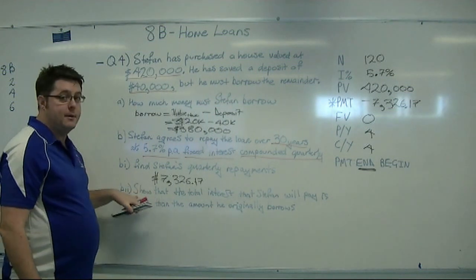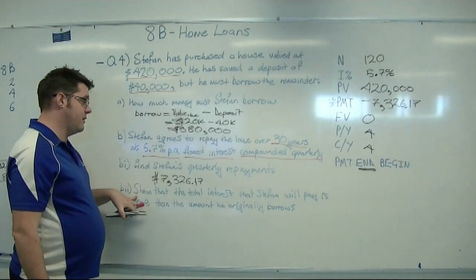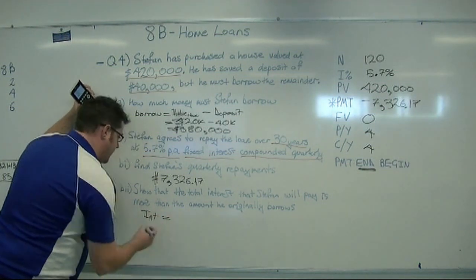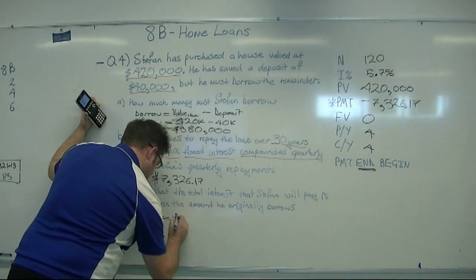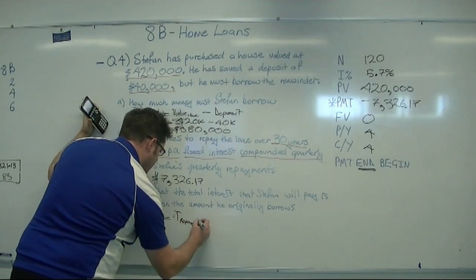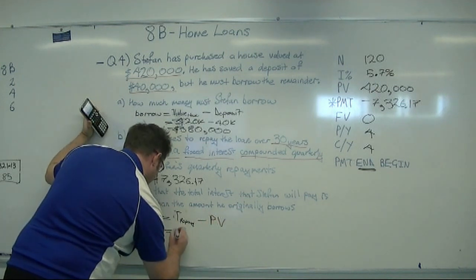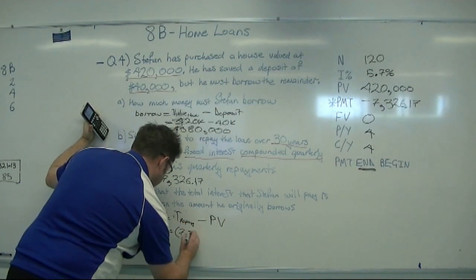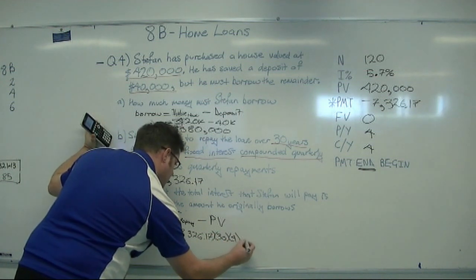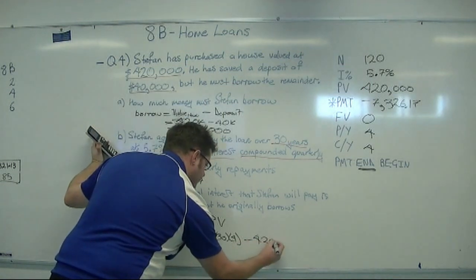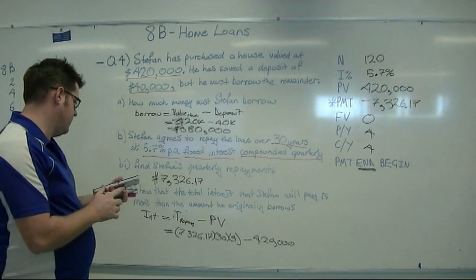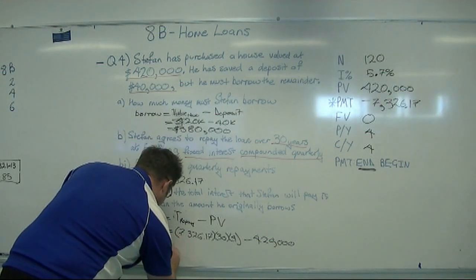Alright. Part B, part 2, asks us to show that the total interest that Stefan will pay is more than the amount of the original loan he borrows. Okay, so remember, our interest equals the total of the repayments minus the present value. In this instance, it's 7,326.17 times 30 times 4 minus 420,123. And if we plug that into our calculator, we end up with the total interest we pay.